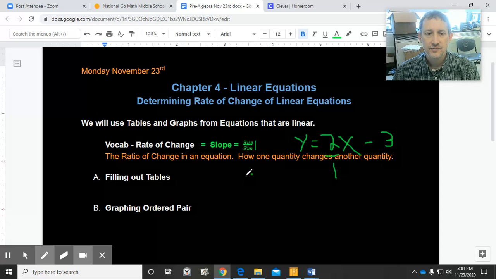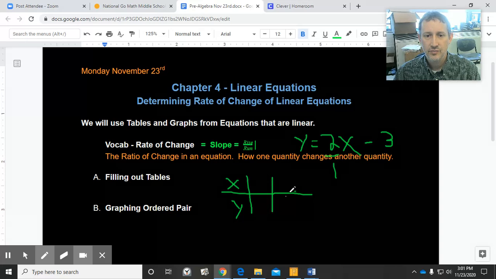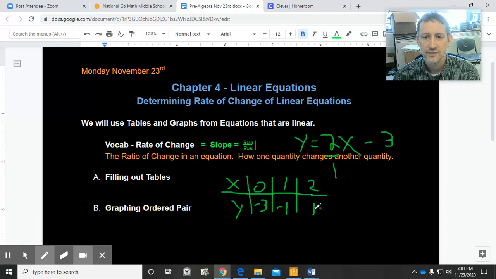Now we're going to fill out tables, kind of like we did at the beginning. So let's do it with this graph. And we're going to plug in reasonable numbers. So if I plug in the number 0, then 2 times 0 is 0, and that's going to give me a y of negative 3. Then I plug in another number, let's say 1. 2 times 1 is 2, minus 3, it's going to give me negative 1. Plug in 2. 2 times 2 is 4, minus 3 is 1.